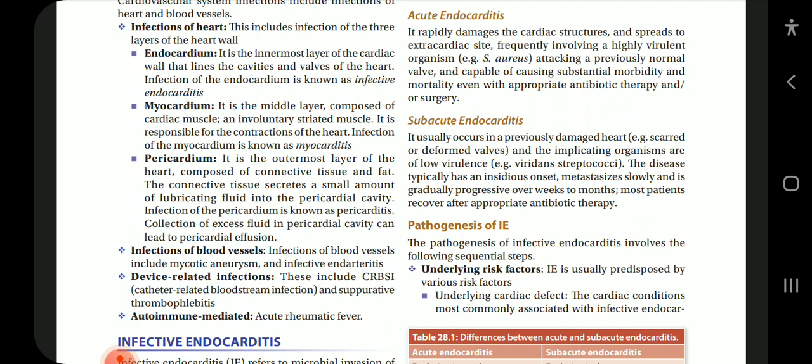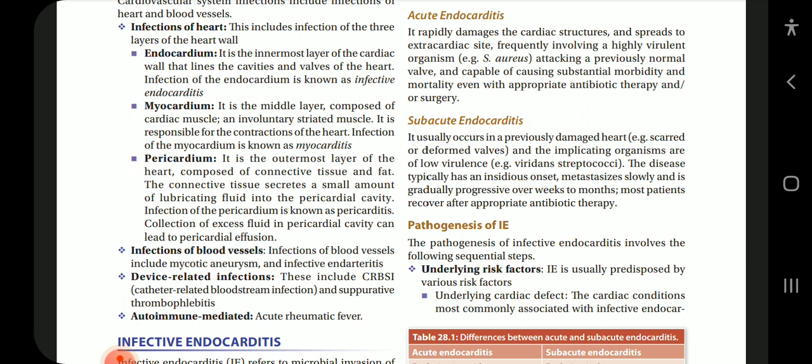Pericardium is the outermost layer of the heart, composed of connective tissue and fat. The connective tissue secretes a small amount of lubricating fluid into the pericardial cavity, and the infection of pericardium is known as pericarditis. Collection of excess fluid in pericardial cavity can lead to pericardial effusion.